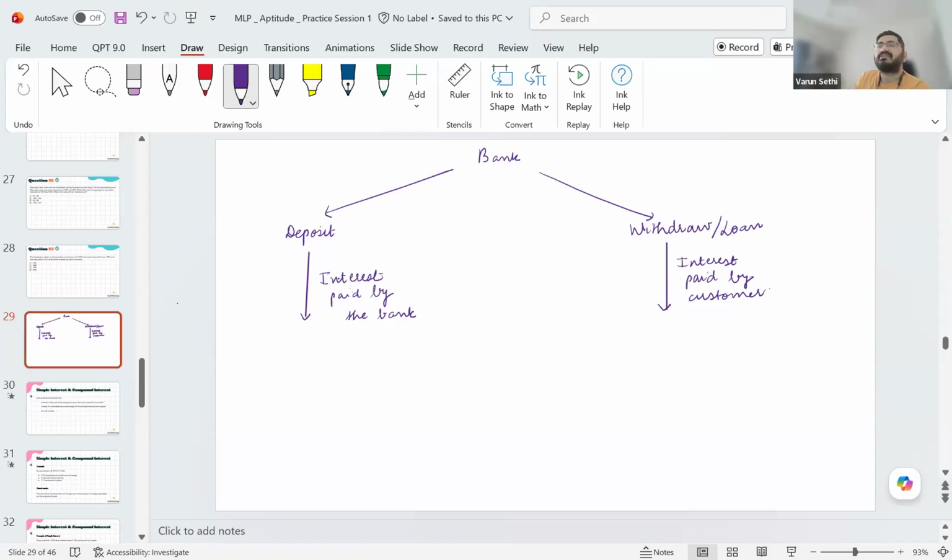Now, what generally happens is that the interest that the bank pays you is generally between 2 to 4% at maximum in a year. On the other side, the loan starts at around 8.5% for home loans and goes up to around 36% for credit card debts, right? So, what generally happens, guys?